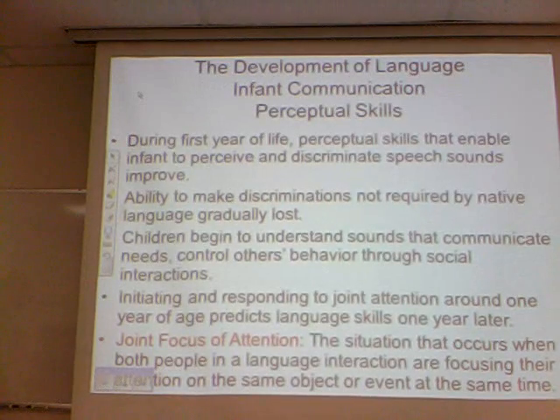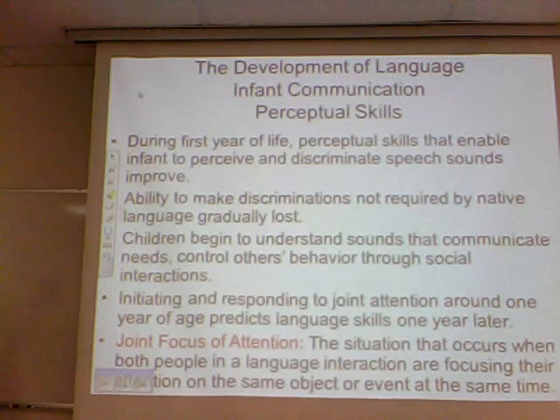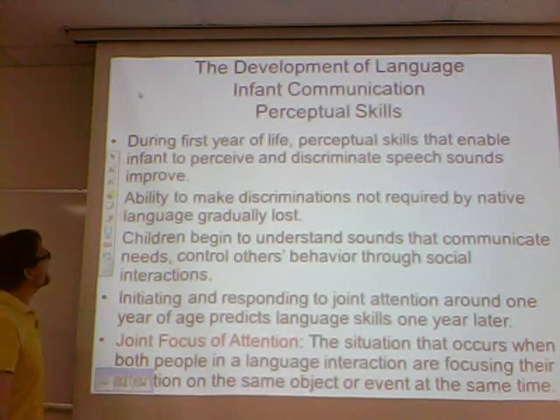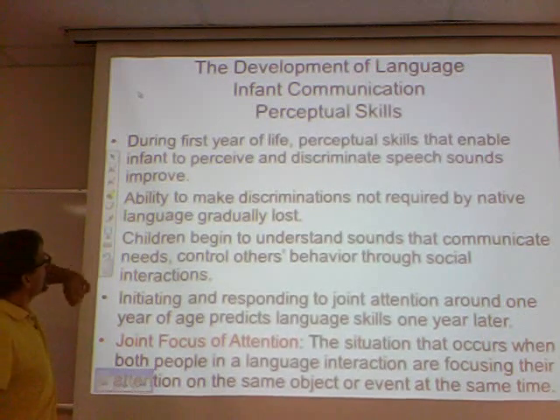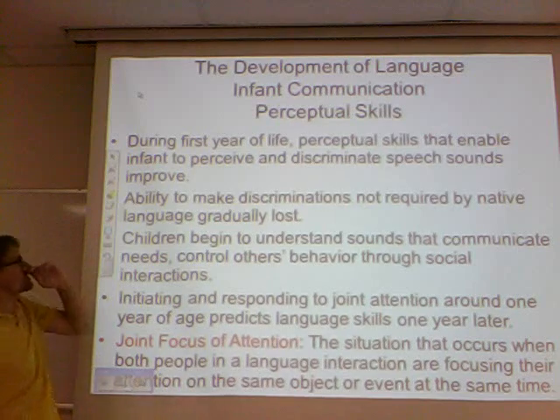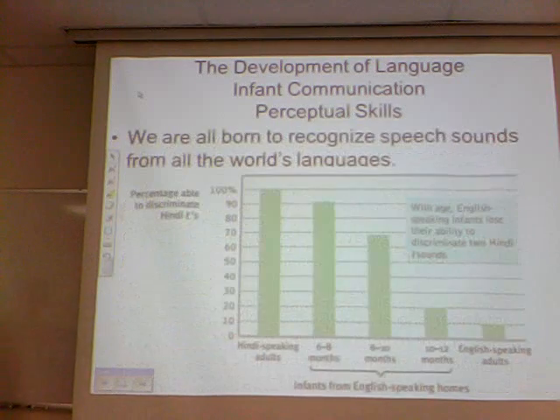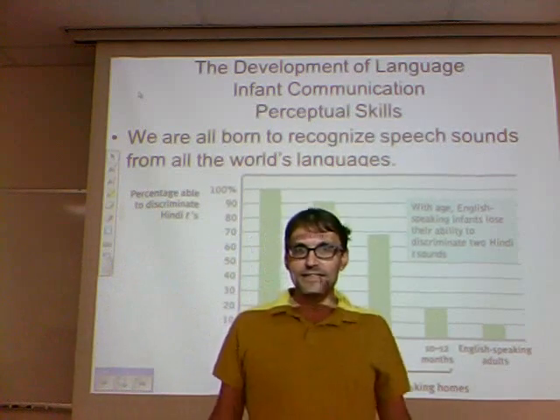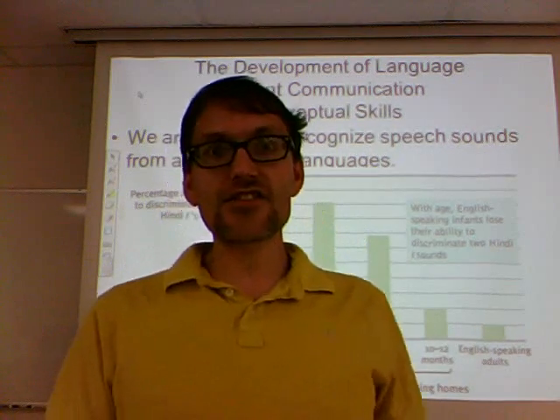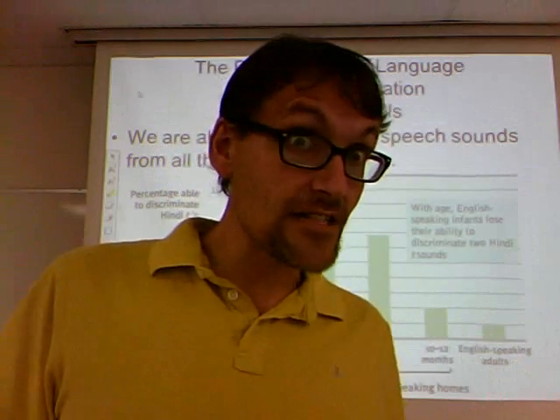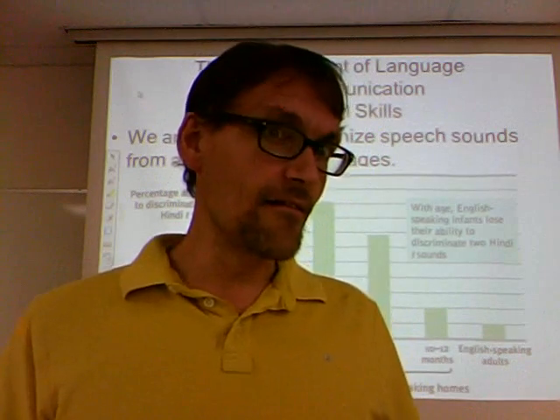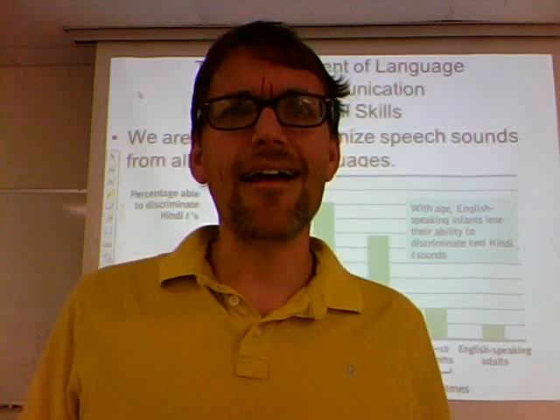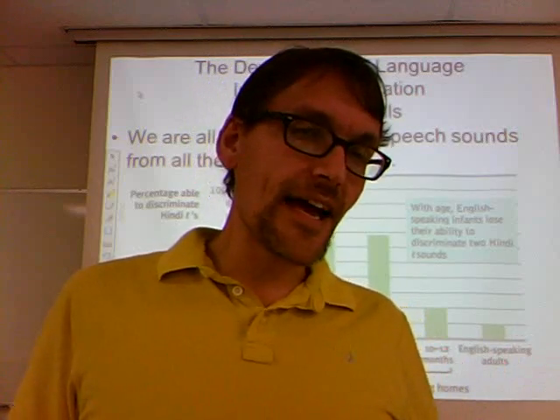During the first year of life, perceptual skills enable the infant to perceive and discriminate, including the ability to make discriminations not required by the native language. Here, in fact, let me show you this quick image. Turns out in the Hindi language, now I'm not a Hindi speaker, but apparently there are 2 different T sounds in the Hindi language. What is that? I don't know, but that's the point.